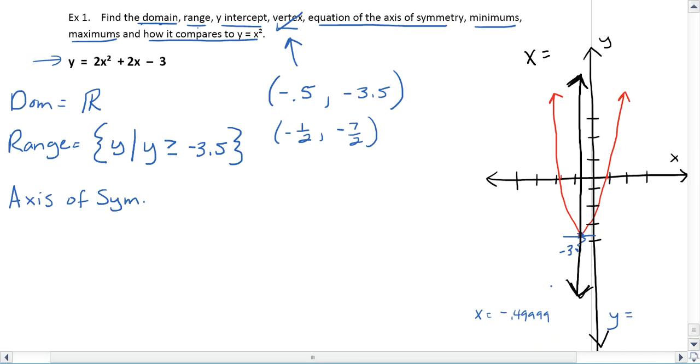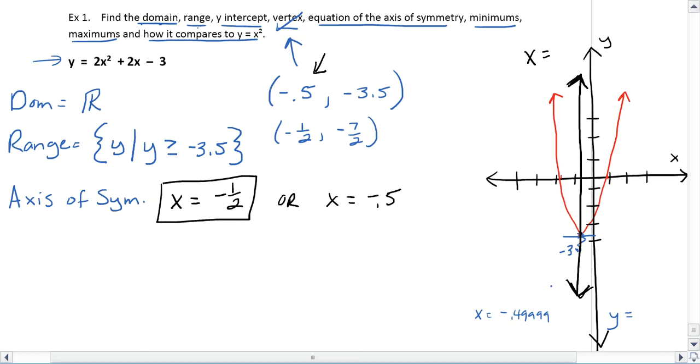Well, if it passes right through the vertex, then this x coordinate of the vertex is where this line lies. So the axis of symmetry can be expressed by the line, if you like fractions, you can write x equals negative 1/2, or you could just write x equals negative 0.5. Either one of these is fine to express the line of the axis of symmetry.